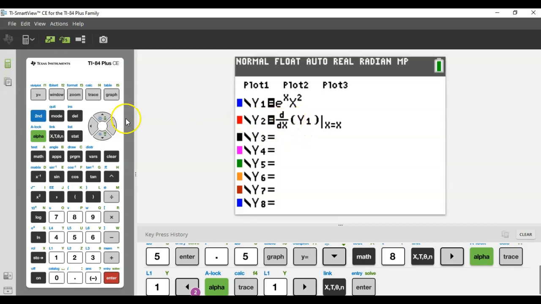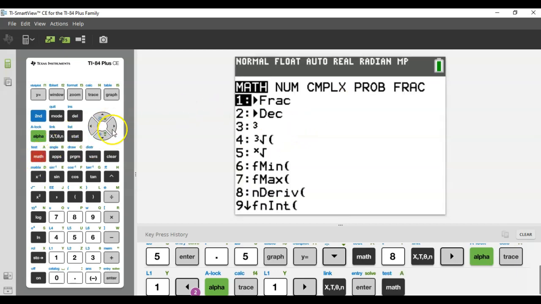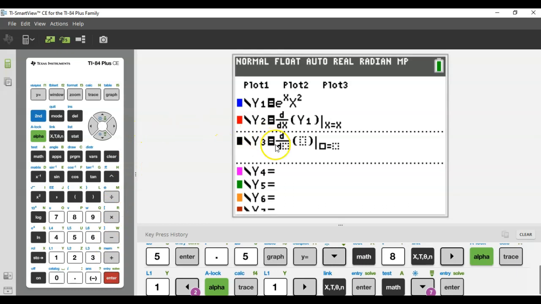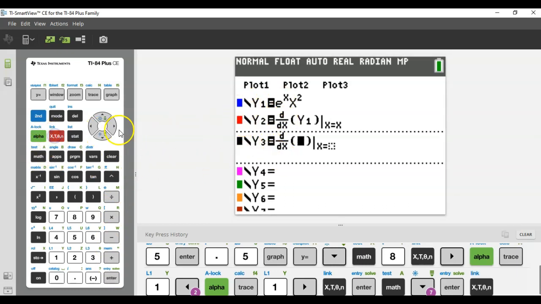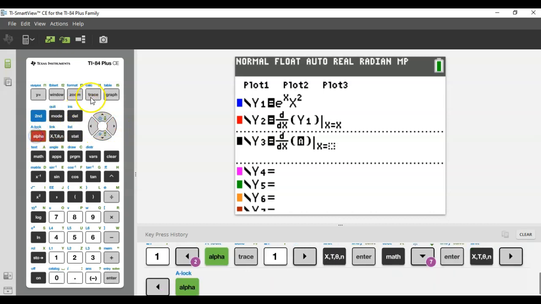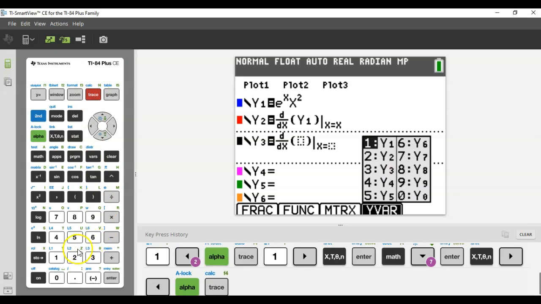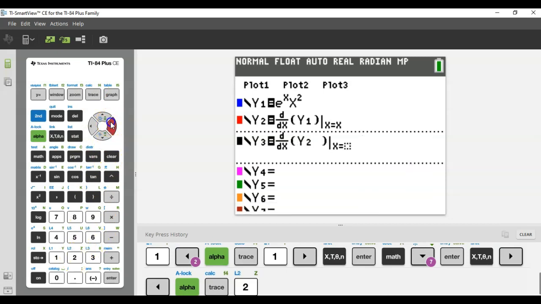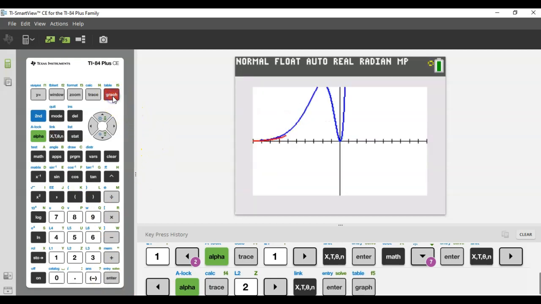the derivative of the derivative. So we'll go to Math. Unfortunately, you can't do a second derivative in one function on the TI. You just take one derivative and you can repeat that process. So we'll take the derivative now of y2 with respect to x. Enter, and let's graph those.